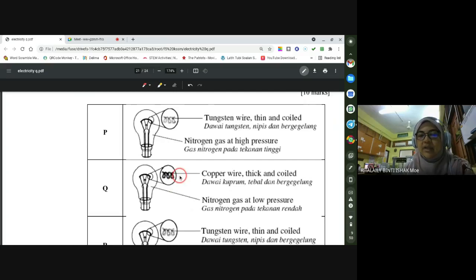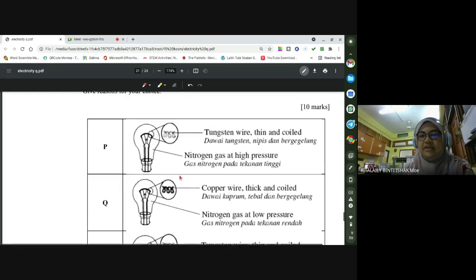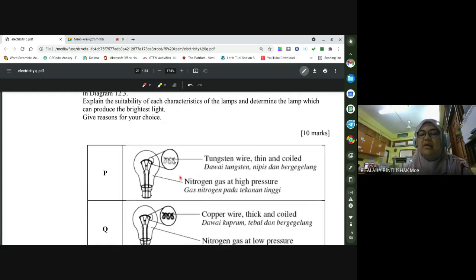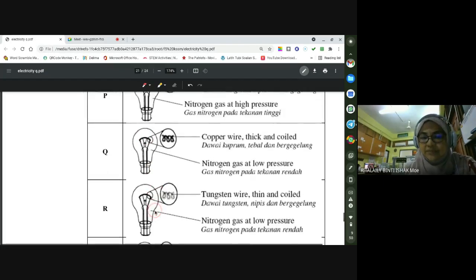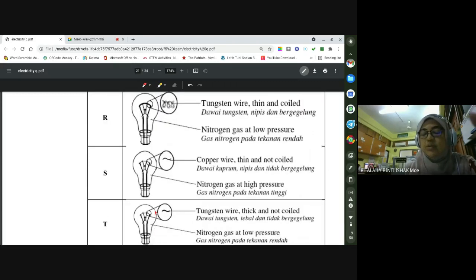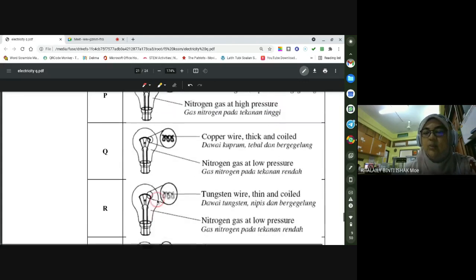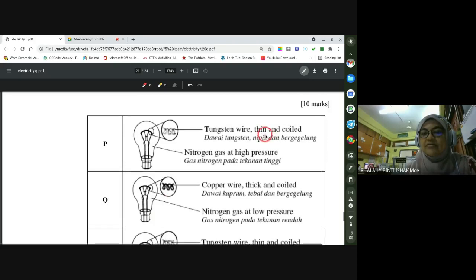Okay, so we are given characteristics. Firstly, for the wire, we are given the type of wire: either copper wire or tungsten wire. You need to choose which wire is better, and why. The second one is the thickness of the wire: whether we need to use a thinner wire or a thicker wire, and why.